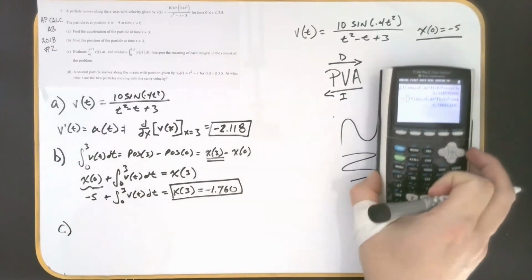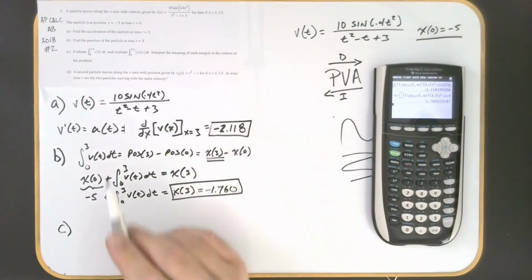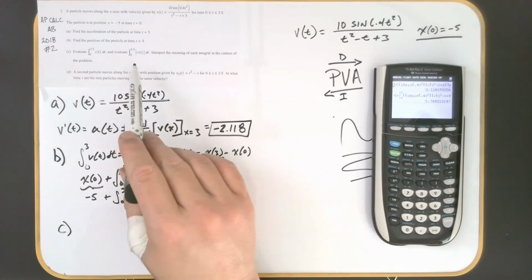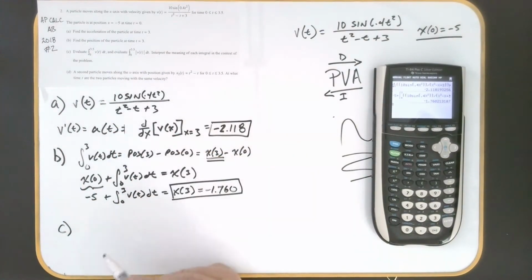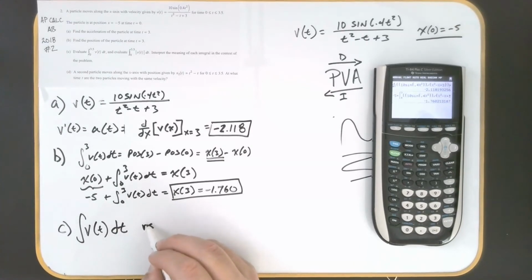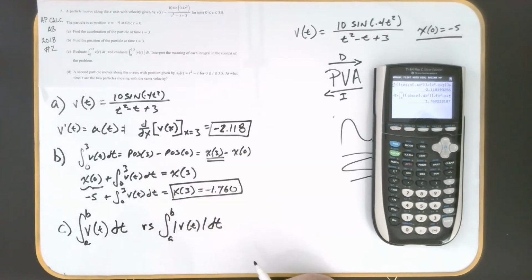It says, first they want us to evaluate from 0 to 3 the velocity function, and then evaluate 0 to 3.5 the velocity function, and then evaluate 0 to 3.5 the absolute value of the velocity. And so you want to ask yourself, what is the difference between the integral of velocity versus the integral of the absolute value? Actually, you can put a to b right here, versus the absolute value of the velocity. Now, if you can answer that question, you're in great shape.